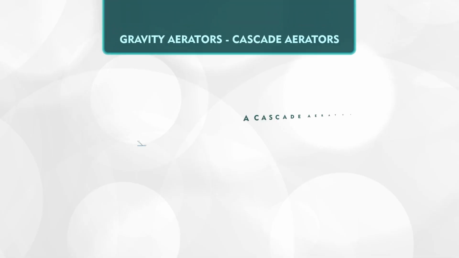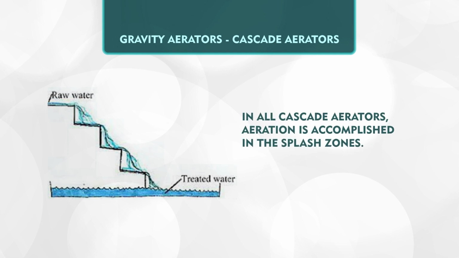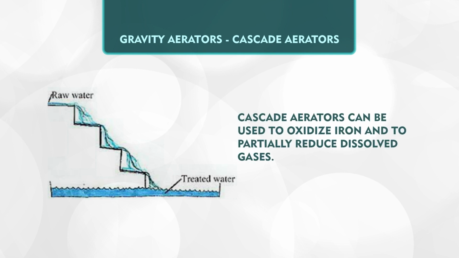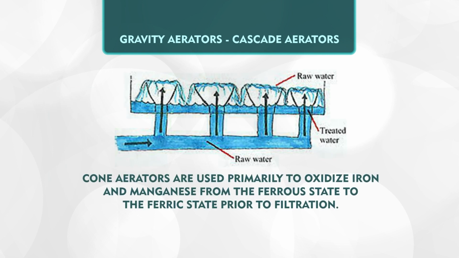There are the following types of aerators: gravity aerators. In this category, the first type is cascade aerators. A cascade aerator consists of a series of steps that the water flows over. In all cascade aerators, aeration is accomplished in the splash zone. Cascade aerators can be used to oxidize iron and to partially reduce dissolved gases. So here is the picture of the cascade aerator. There are steps available and water flows from up to down.